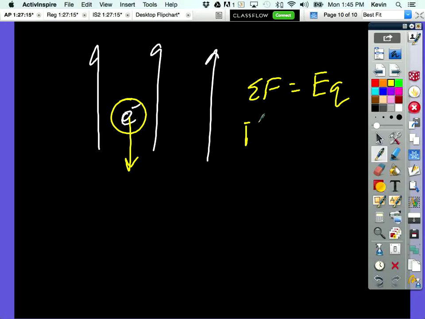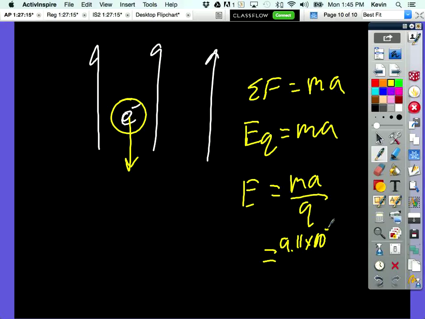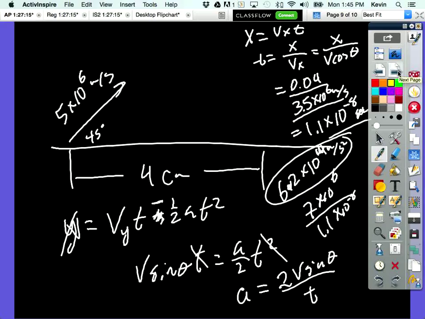Okay, and so EQ, I'm sorry, what I should have said is that this is going to equal MA, and EQ is equal to MA. That way I could get E is equal to MA over Q. So M is going to be 9.11 times 10 to the minus 31. A was what, 6.2 times 10 to the 14?